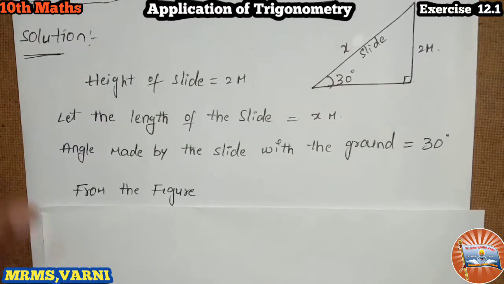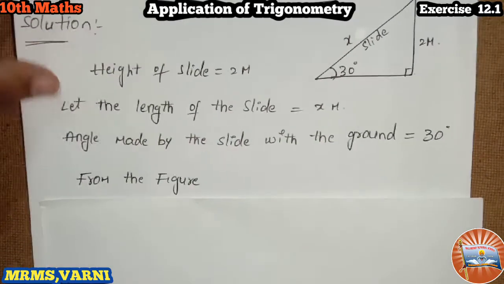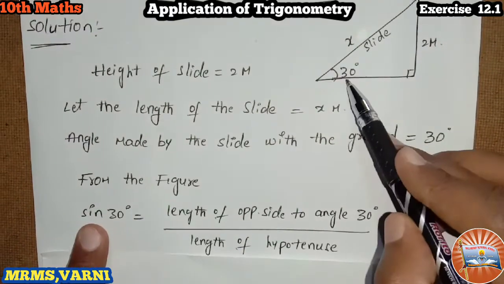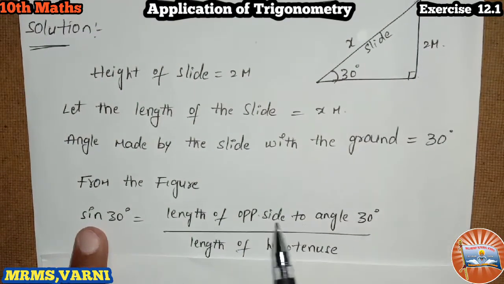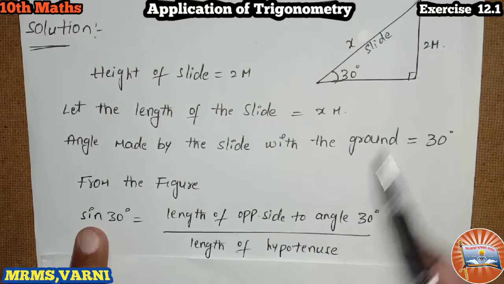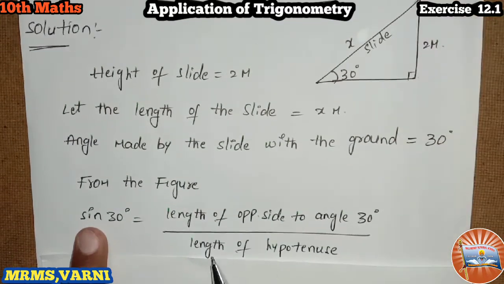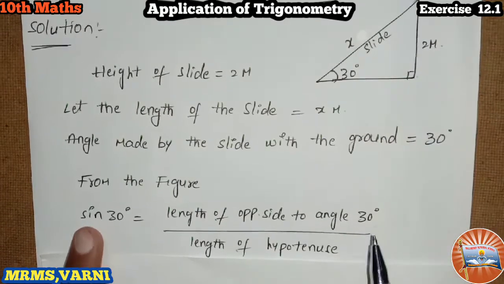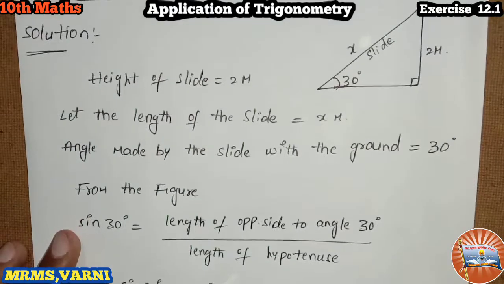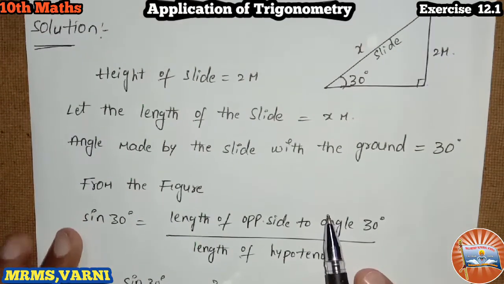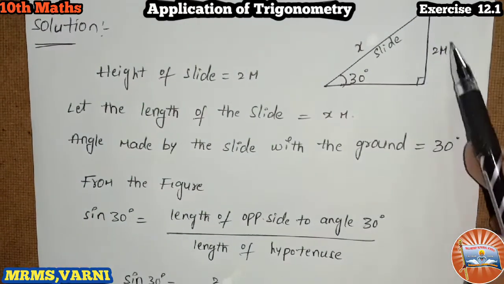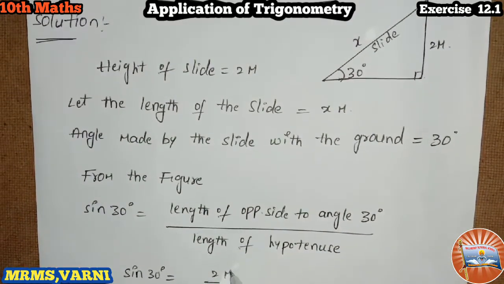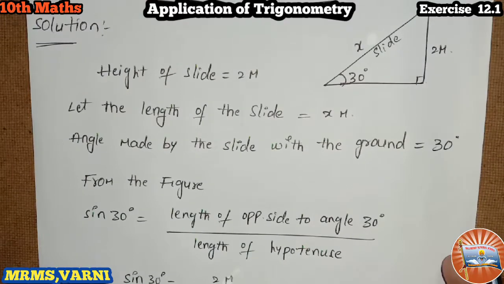See here, sin 30 degrees is equal to the length of the opposite side to angle 30 degrees, that is nothing but this, by the length of the hypotenuse, that is nothing but this. So we have to replace the values here. That is, sin 30 is equal to 2 by x. You can write meters here, if you want.